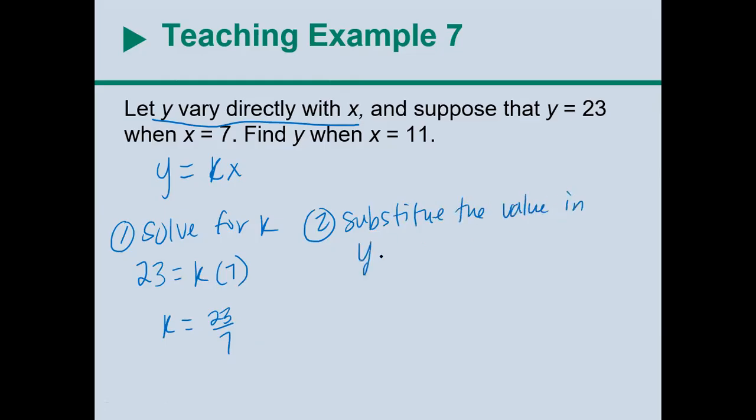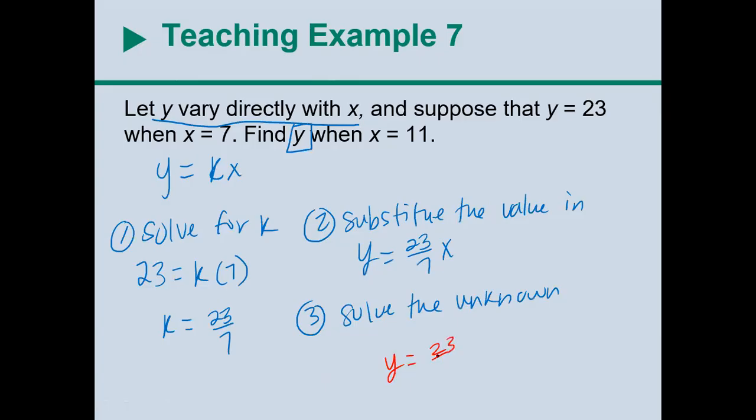And that's going to give me now y equals 23 over 7 times x. And then 3, solve the unknown. And what is my unknown right now? Y. So when I solve, I now have y equals 23 over 7 times 11. And therefore, y equals 253 over 7.